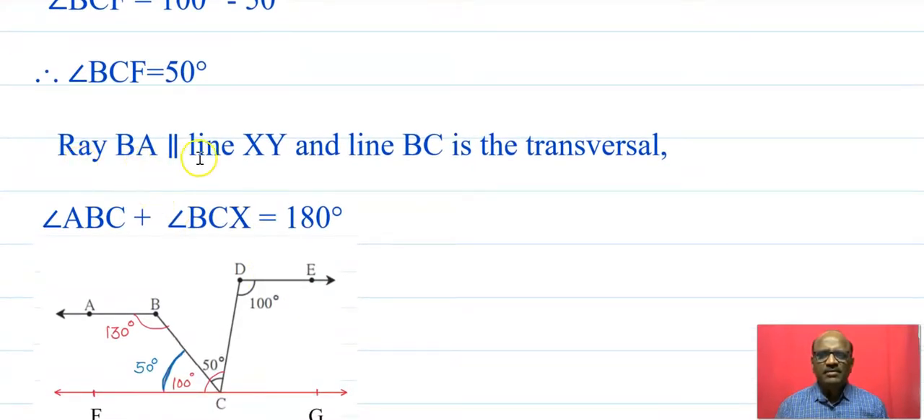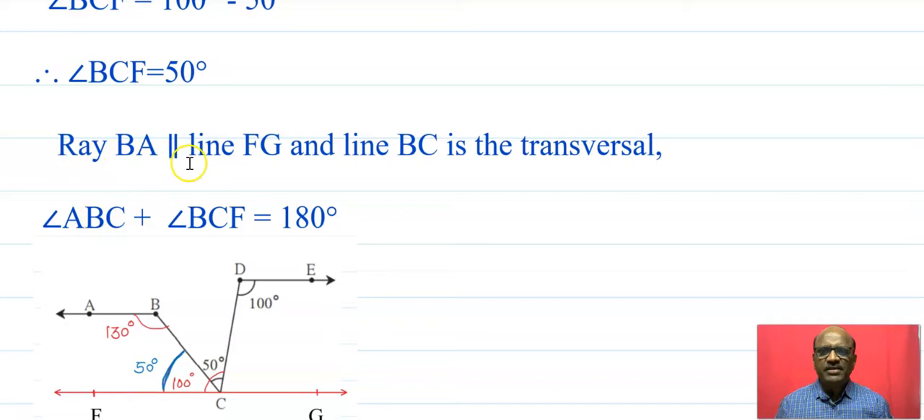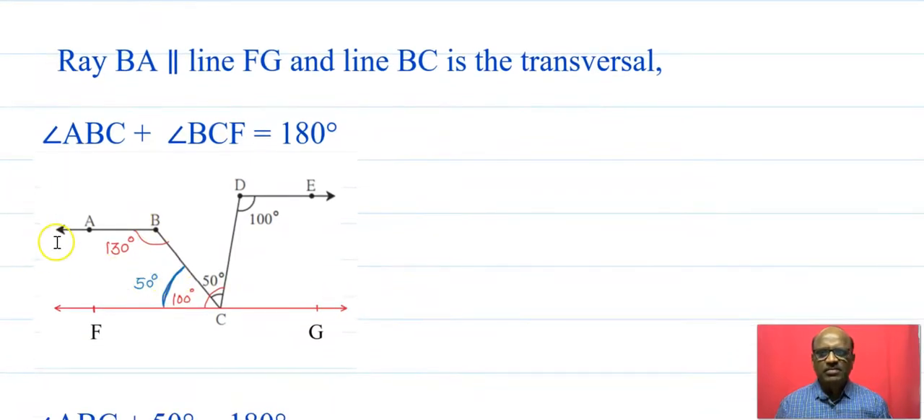Ray BA is parallel to line FG, and BC is their transversal. Therefore, measure of angle ABC plus measure of angle BCF is equal to 180. As these two lines are parallel, the sum of their interior angles is equal to 180.